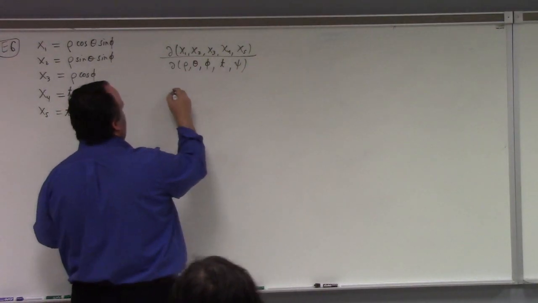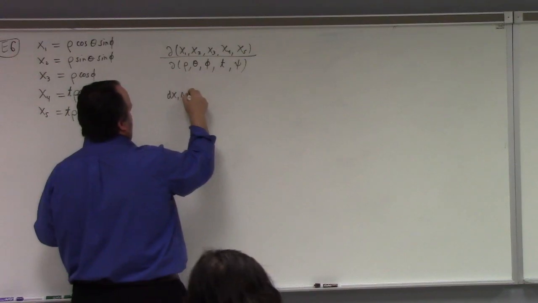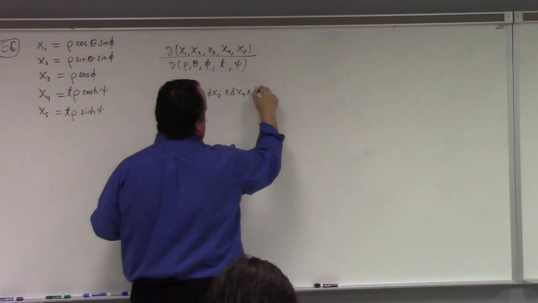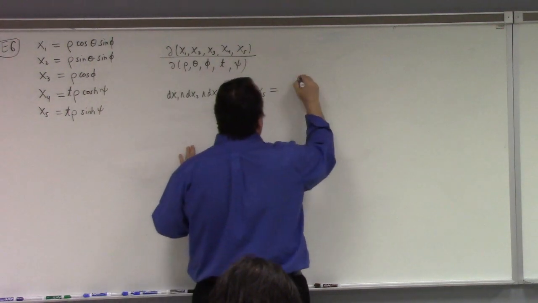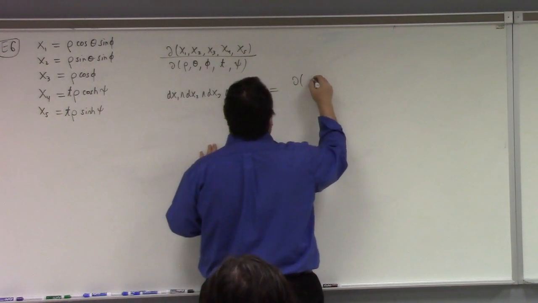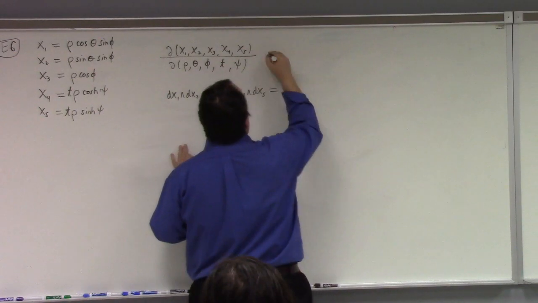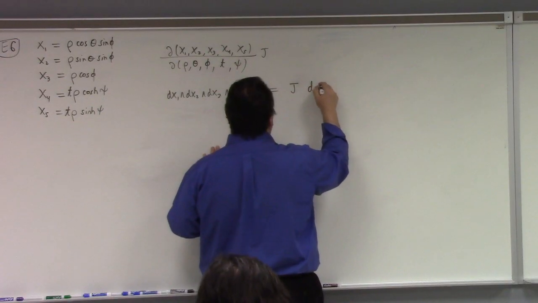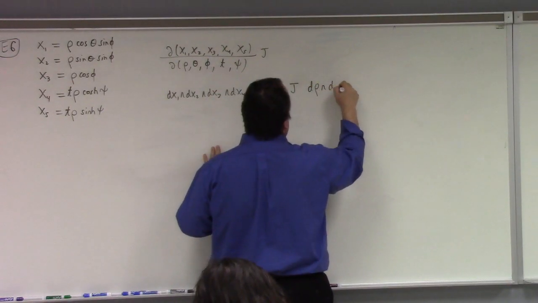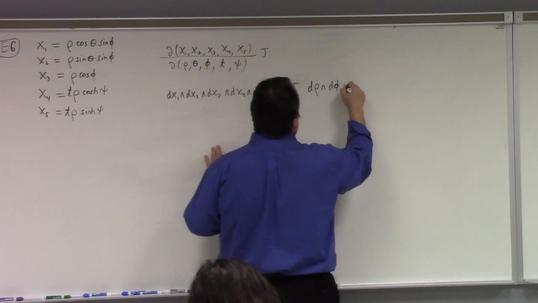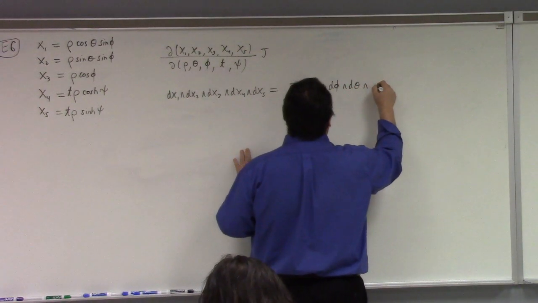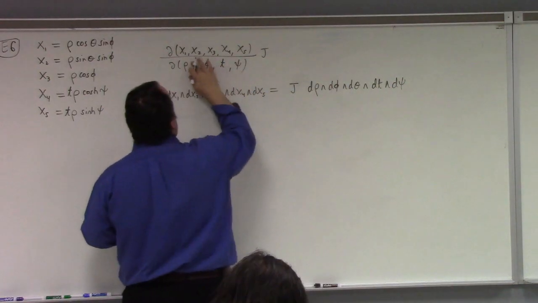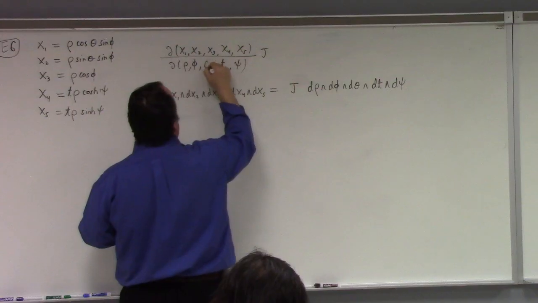it's also true, by the general theorem, that dx1 wedge dx2 wedge dx3 wedge dx4 wedge dx5 is going to be equal to this thing. Let me just call this J, times d rho wedge d phi wedge d theta wedge dt wedge d psi. I meant to put these in their proper order. I'm sorry, my bad.